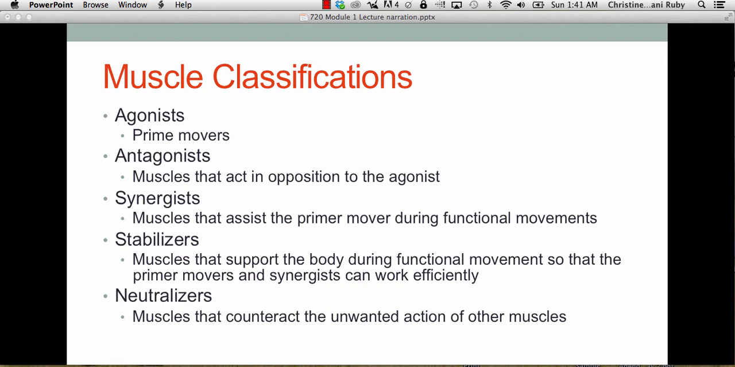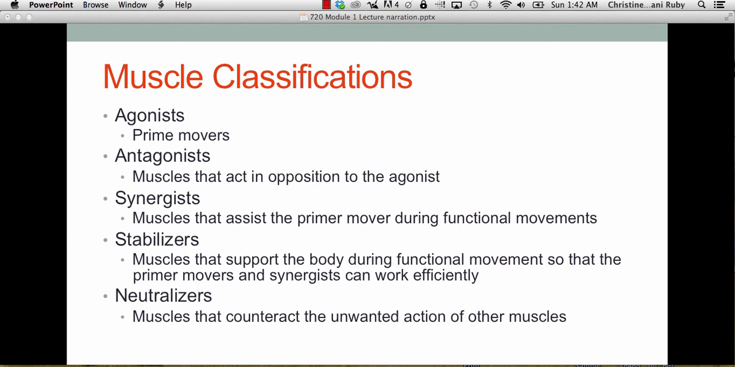Now, synergists are muscles that assist the prime mover during functional movements. So it's a muscle that doesn't do the prime motion all by itself, but it's supposed to help. A good example here is hip extension. When you take your leg behind you from the hip, the prime mover is your gluteus maximus. But there's an assister for that motion. The assister is the hamstring muscle, and that would be a synergist. It does the same motion as the gluteus maximus, but it is an assister in hip extension.